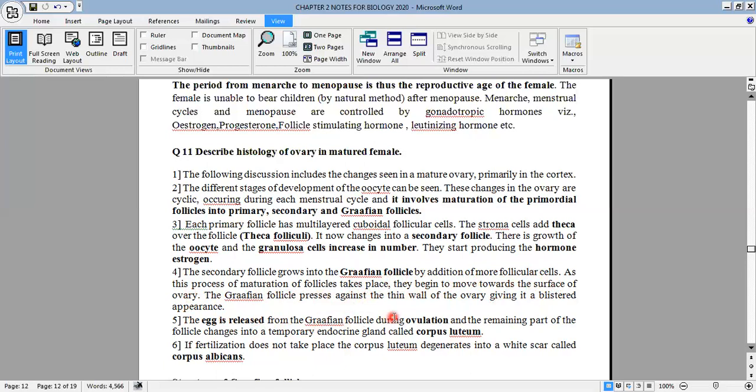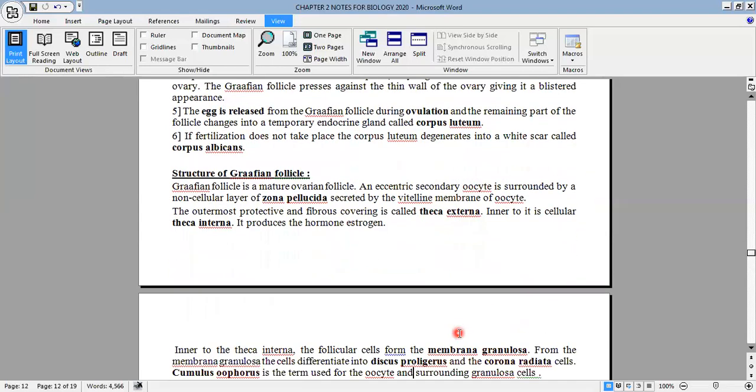The egg is released from the Graafian follicle during ovulation, and the remaining part of the follicle changes into a temporary endocrine gland called corpus luteum. Now, why do you call it a temporary endocrine gland? The reason is it produces progesterone only for the first 3 months of pregnancy. So it is called a temporary endocrine gland. But if fertilization does not take place, this corpus luteum degenerates into a white scar called corpus albicans. It breaks down into a white colored material called corpus albicans.